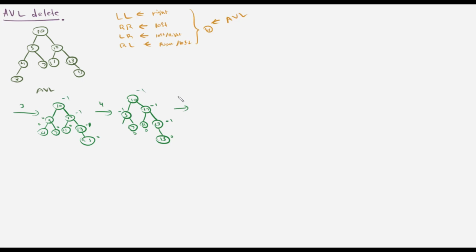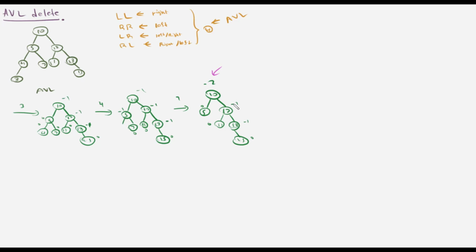Okay, now let me delete 7. So if I delete 7, the corresponding AVL tree will look like this. But now let me see the balance factors. Okay, 1, 2, and this is -2. Now we encounter an imbalance over here.